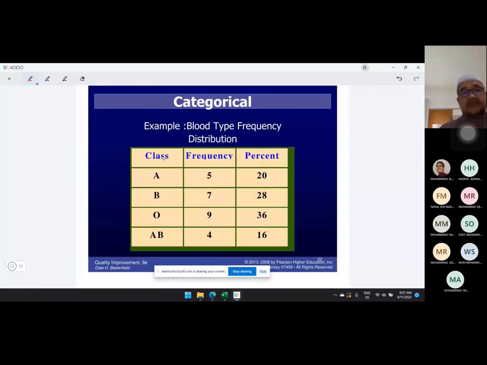Okay, this is an example of frequency distribution. For example, blood type A, B, O, A, B. And then we collect the data of those people with class A blood type, and class B, and so on. And this 5, for example, is the frequency. So this is a frequency distribution.